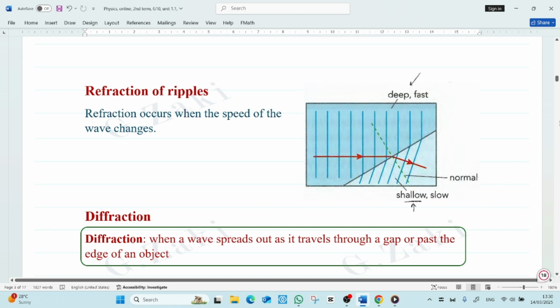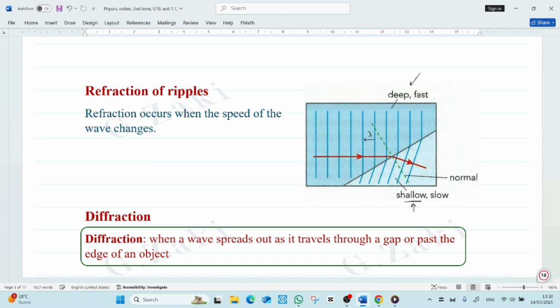Refraction occurs when the speed of wave changes. So you can see here the wavelength. This is lambda in the deep water, and it's more than lambda in shallow water.